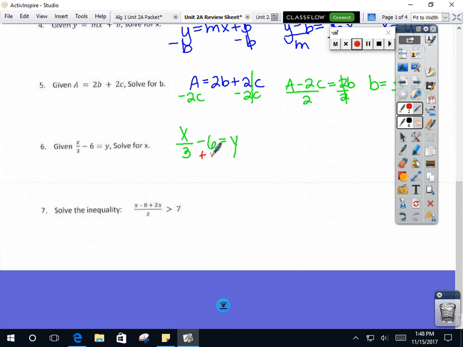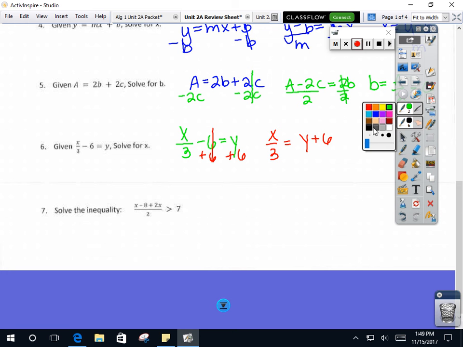Add 6 first. You can in this case because that 6 is not up there. Had it been up there with the x, you would have had to multiply by the 3. But it's not, so you can add it to the other side. Now on the left side, I have x over 3, and on the right side, I have y plus 6. Now what do I do to solve for x?